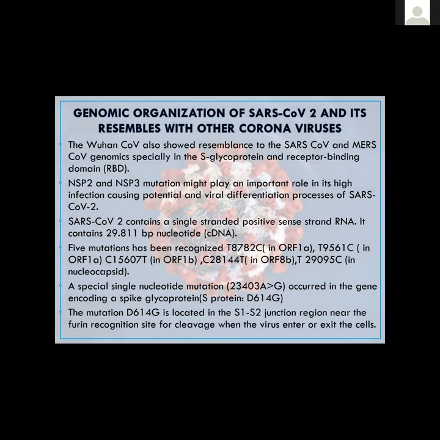Then what is the genomic resemblance? After sequencing, it was found that the S-glycoprotein and RBD domain resembled SARS-CoV and MERS-CoV, which were reported in 2002 and 2013. It was reported that NSP2 and NSP3 mutations were responsible for the high level of differentiation and infectious rate. SARS-CoV-2 is a single-strand positive RNA virus, and there are mainly five mutations which are mentioned here. The main mutation is in the spike glycoprotein, which results in the high infectious rate. The mutation D614G is in the S1-S2 junction, which is responsible for furin recognition during the transmission.